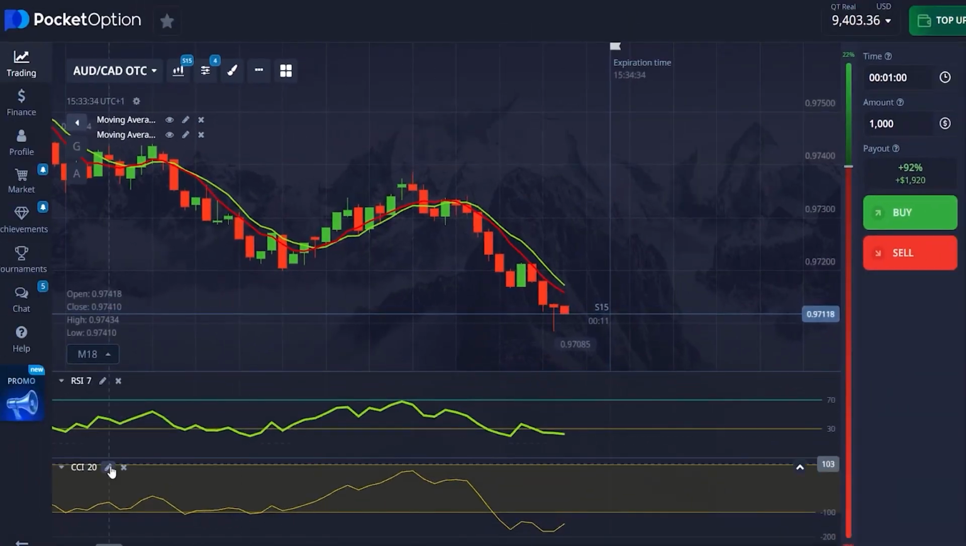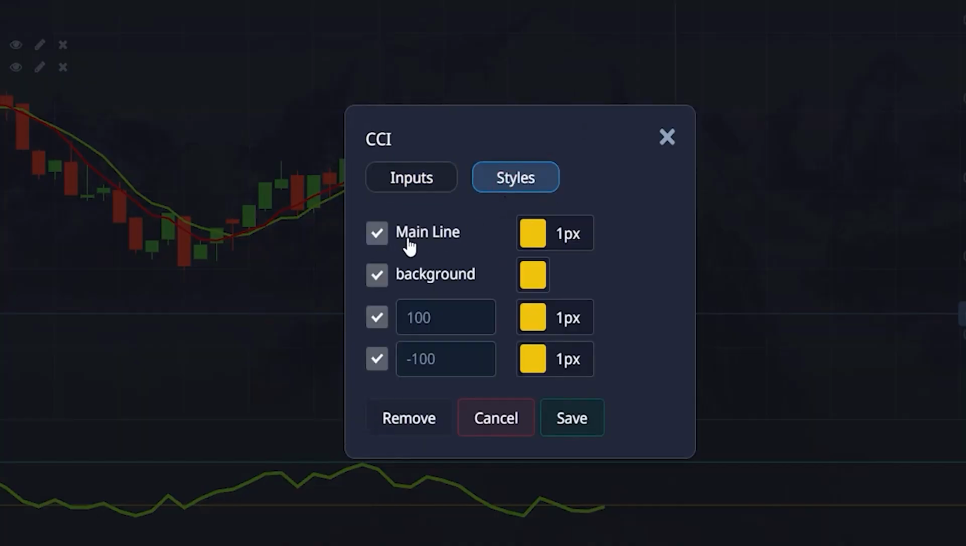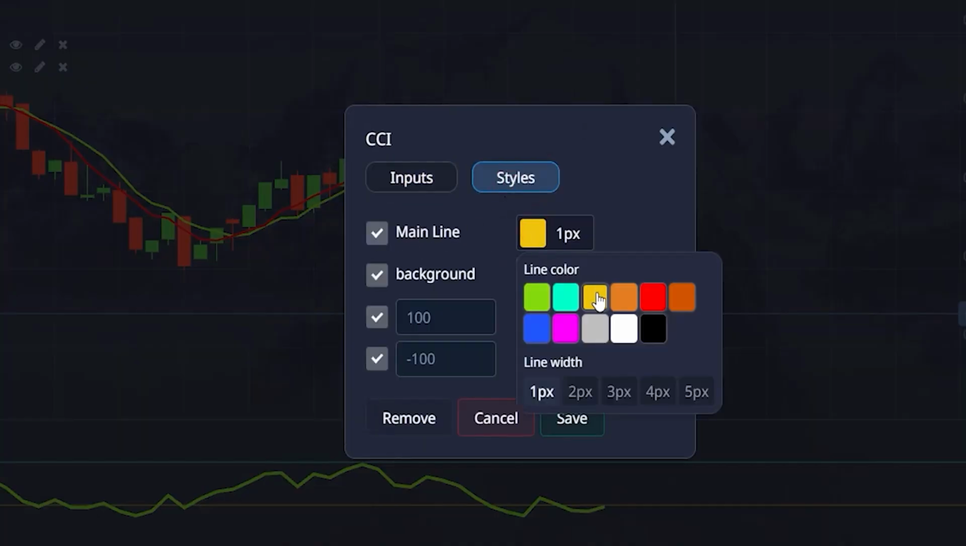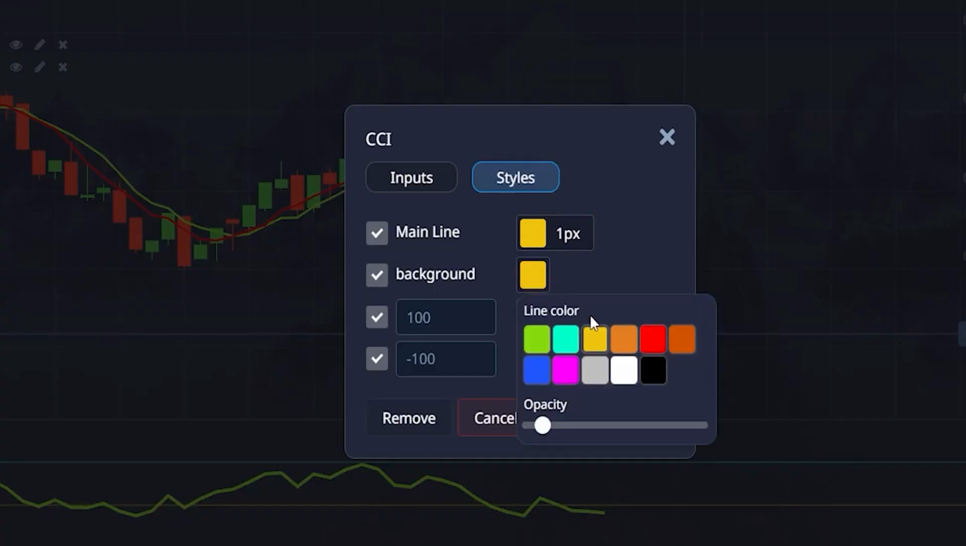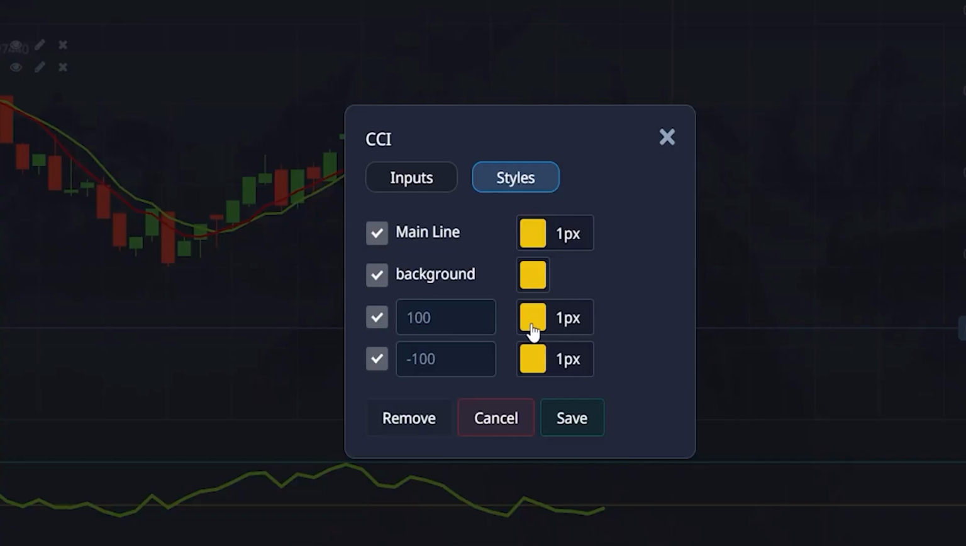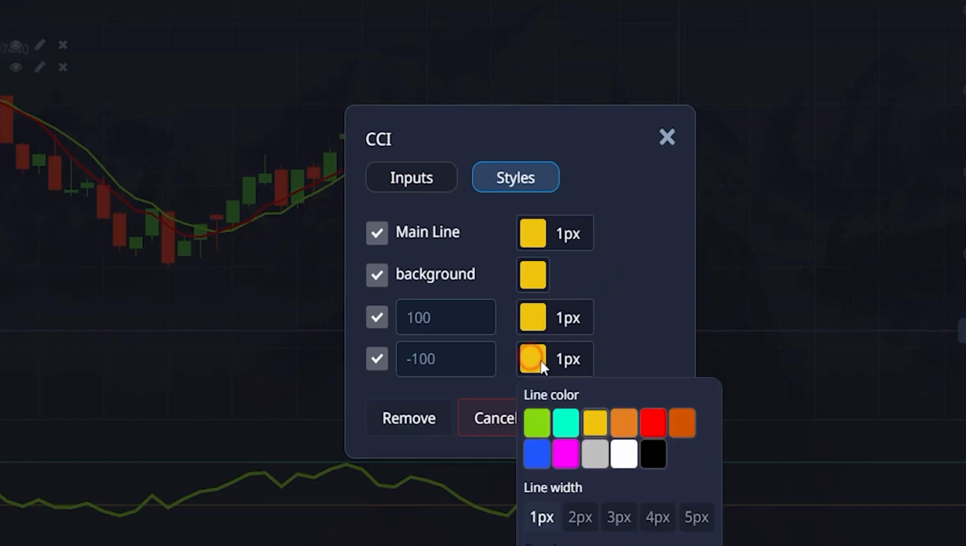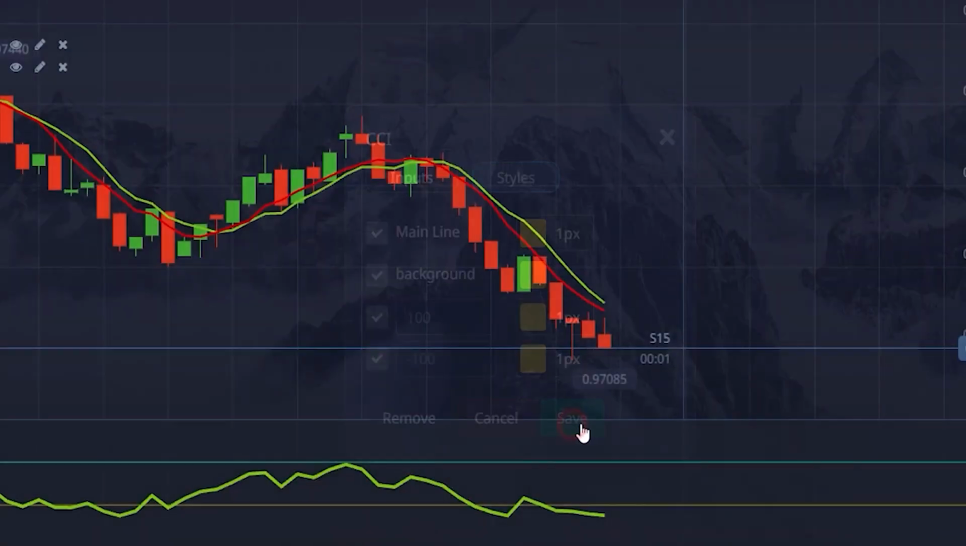My CCI indicator comes with the settings of a period of 20. Right here on the style level at the main line, I'm going to be using a yellow color, set it on 1 pixel. The background color, still use the same yellow color. I'll leave the opacity just like this. The 100% section, I'm going to be using the same yellow color, 1 pixel, minus 100, same yellow color, 1 pixel. So when I'm done, I'll click on save.